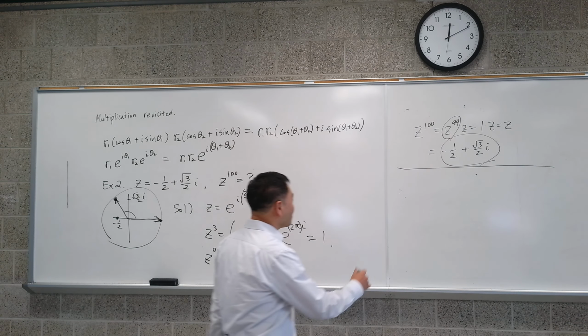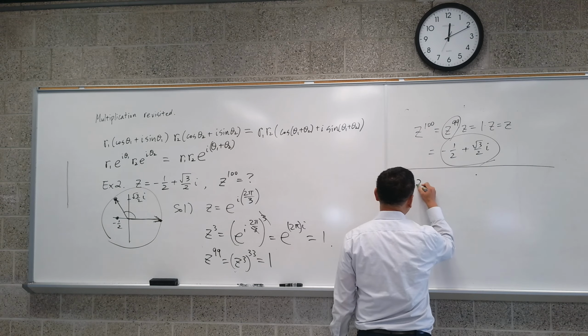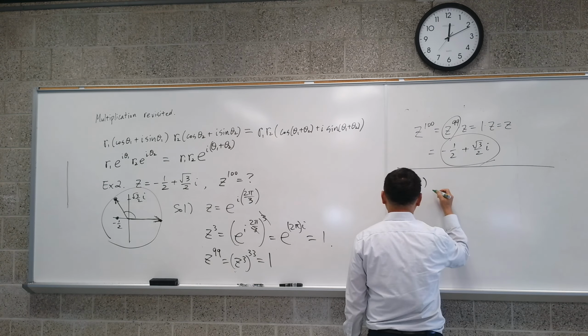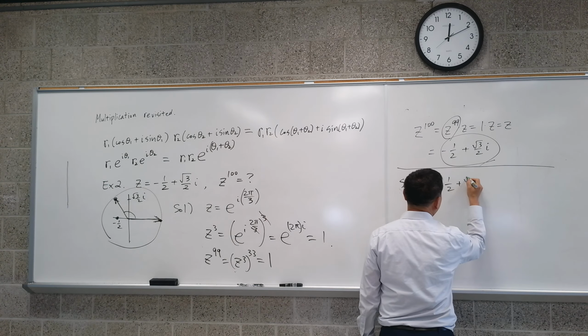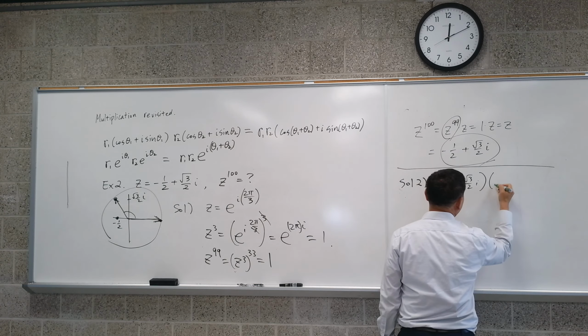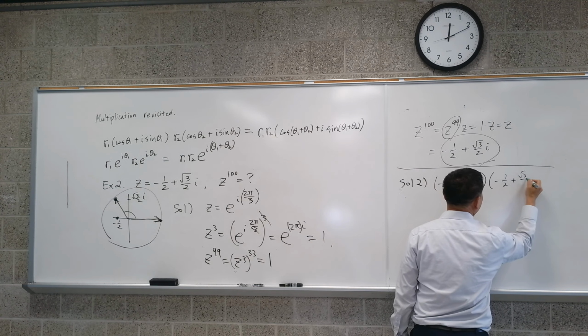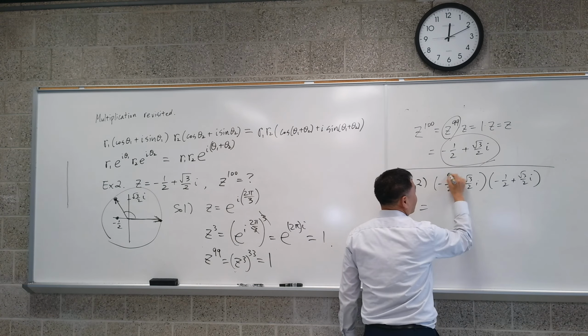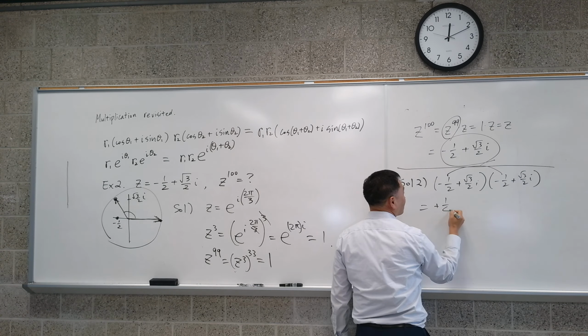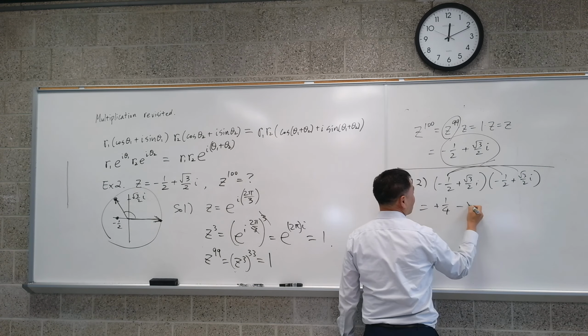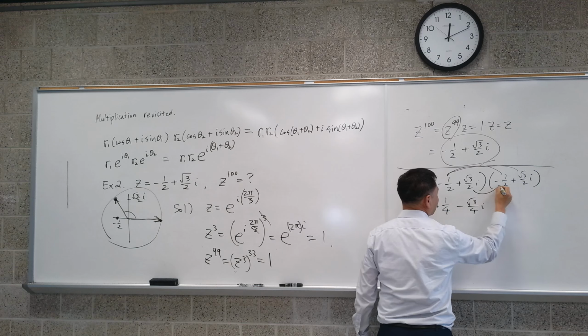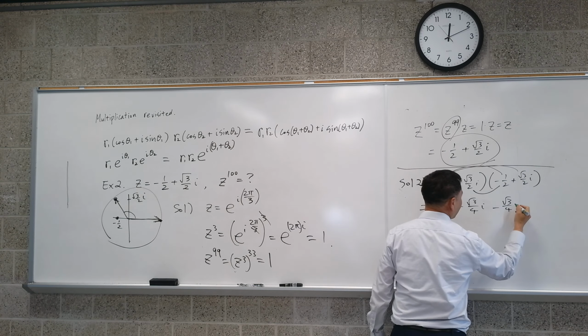I mean, okay, solution 2. If you don't believe me, we can try this out. So negative 1/2 plus radical 3 over 2i times negative 1/2 plus radical 3 over 2i. This time this will be positive 1/4, this will be minus radical 3 over 4i, and this will be another radical 3 over 4i.